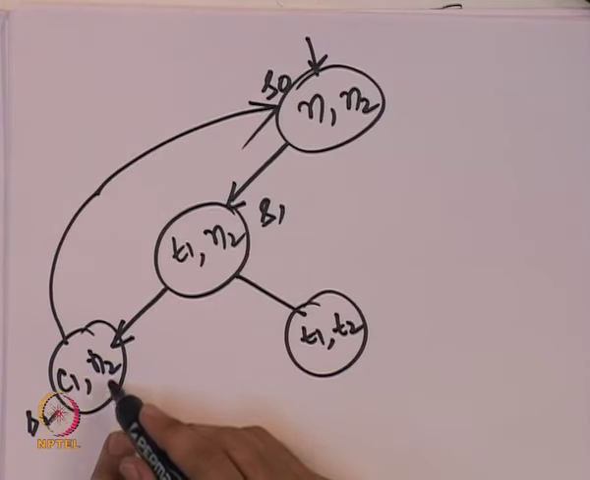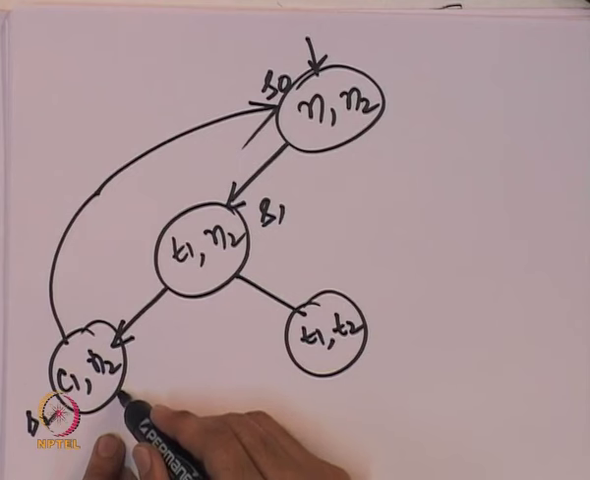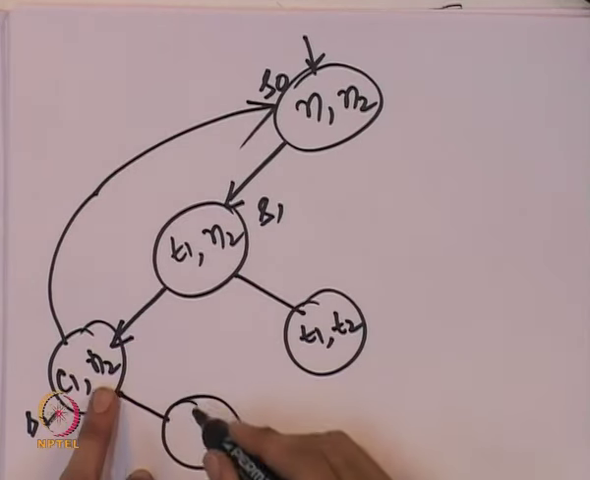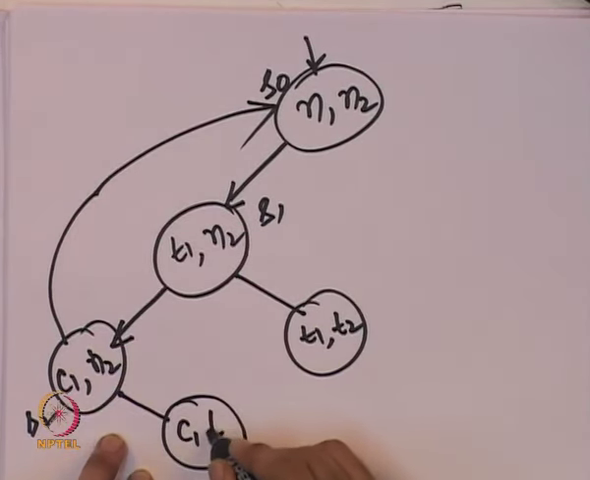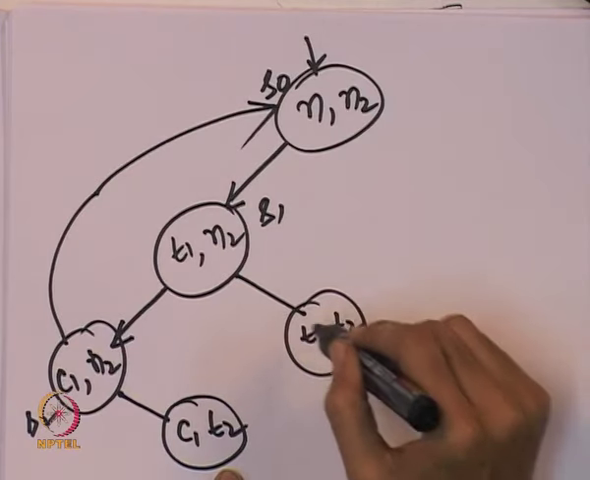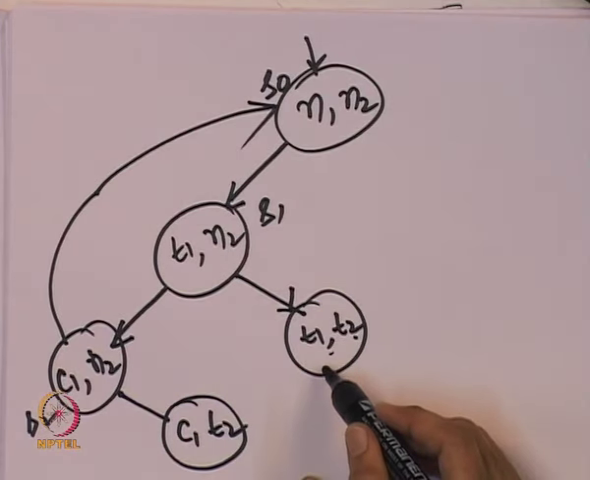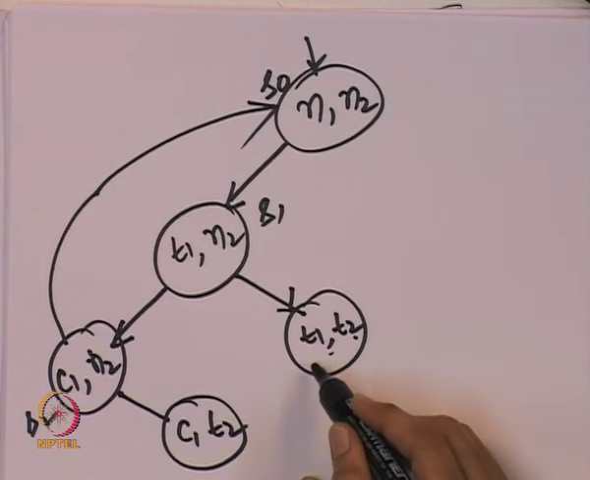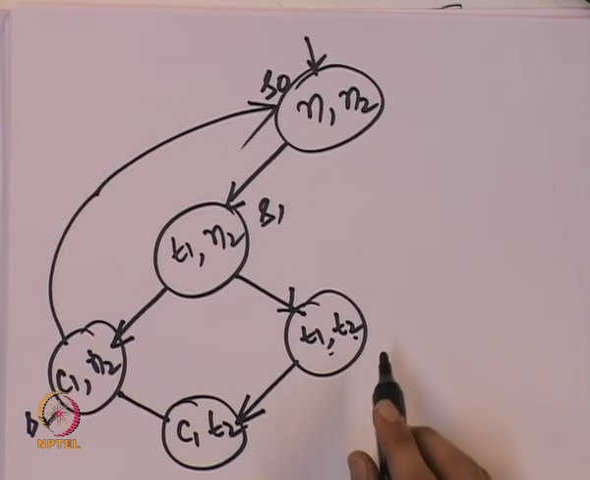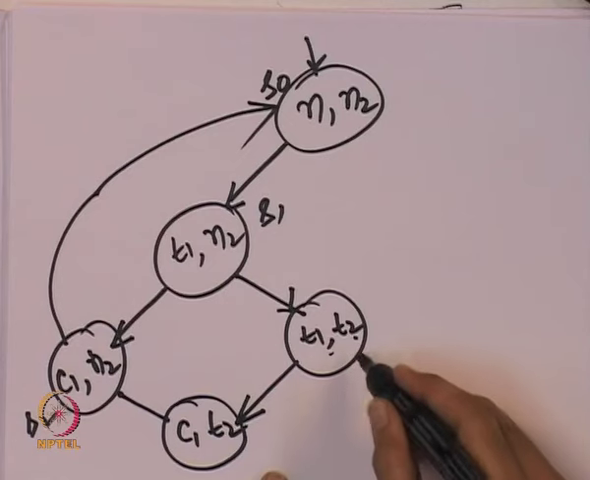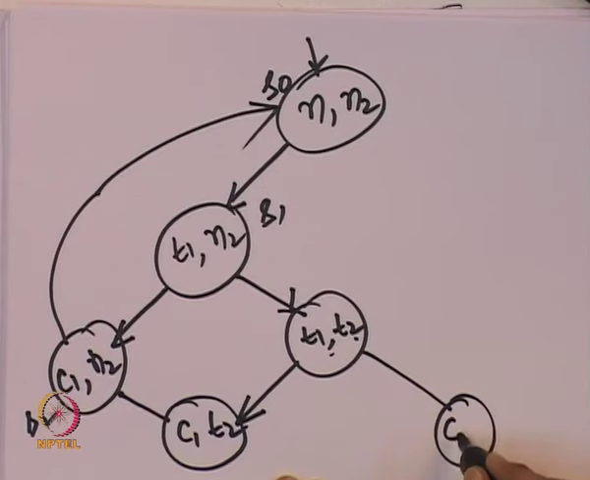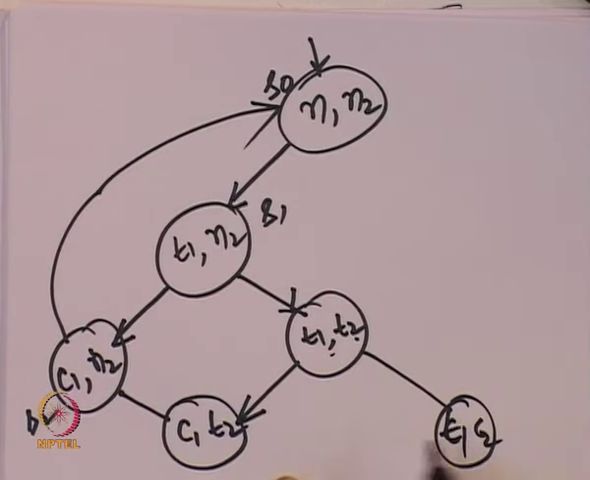Now, from this state, if P2 raises the request, since so far there was no request, in that case it will go to state C1 and T2. Come back to the previous state T1 T2. When it is in T1 T2, either it will give access to C1, meaning process P1, or it will give access to process P2. Say it gives access to process P1. This will work like this. Or it gives access to process P2. In that case, this will give you T1 C2.